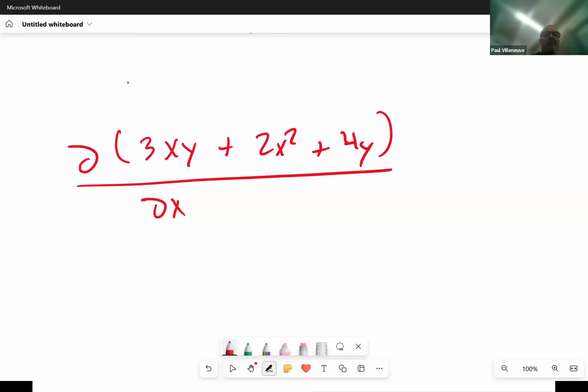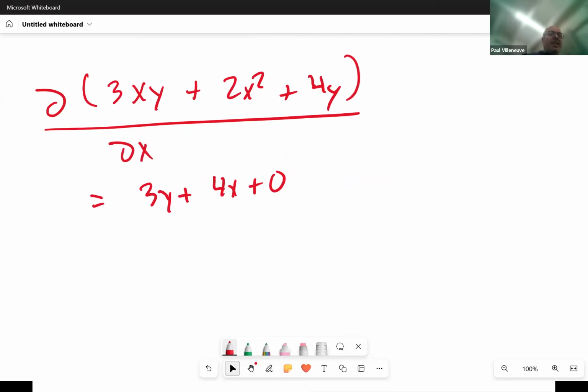So this just becomes 3Y plus 4X plus 0, right? Because if I'm allowing X to change but not Y, then 4 times Y is a constant, right? So the rate of change of a constant is 0.